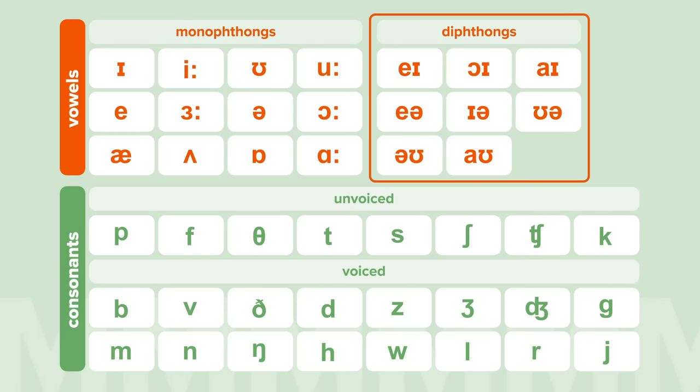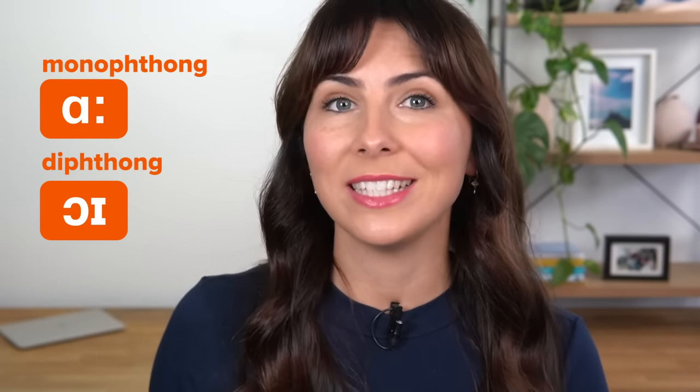This right side has the diphthong sounds. They are also vowel sounds, but they are different because each individual sound is made up of a combination of sounds. Compare that monophthong sound, ah, which is just one sound, with the diphthong sound, oi, which is two sounds combined to make one sound. So the oi diphthong sound is actually made up of the o and I vowel sounds. O, I, oi. Let's go through all of them now.